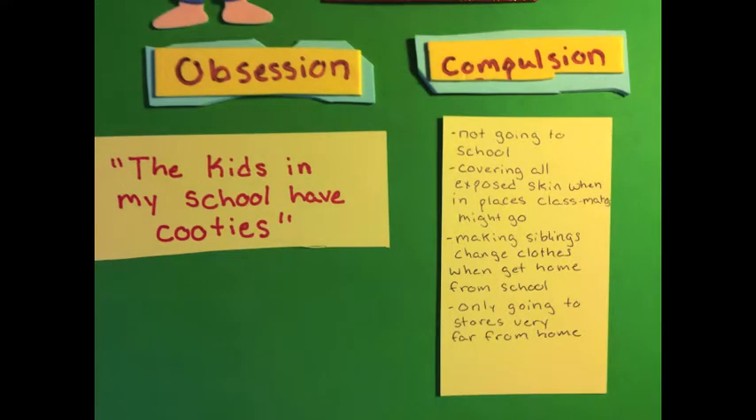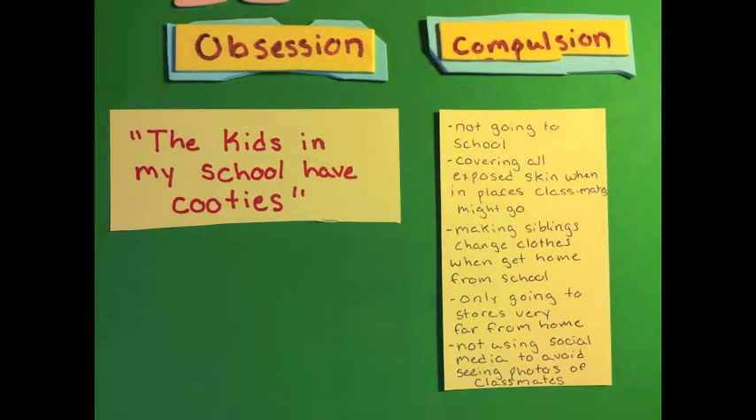The youth with OCD might insist on only going to stores or libraries or any other kind of location that's very far from home, in the thought that their classmates are more likely to go to stores that are close to home. So if they want to avoid their classmates, they should go to places very far from home. And the youth with OCD might avoid using social media so as to not see photos of classmates or interact with classmates online.